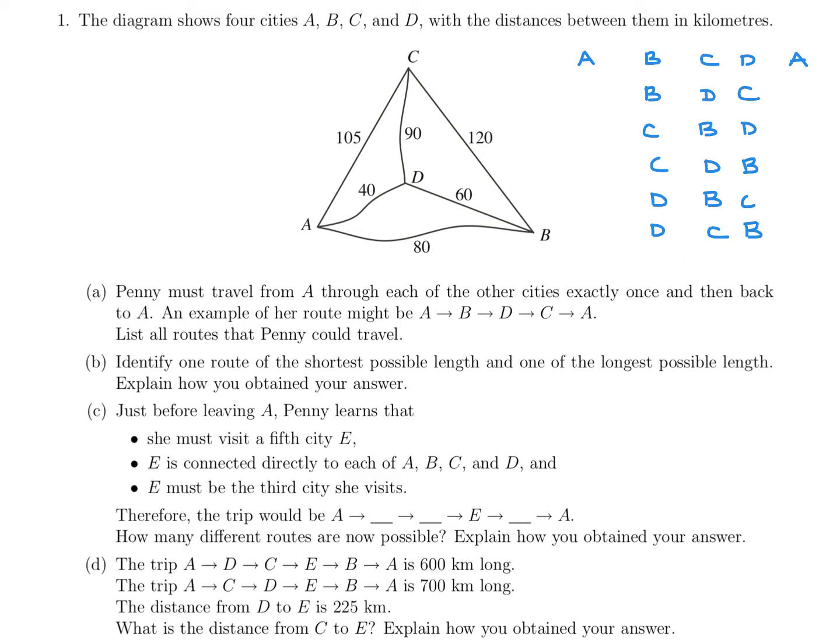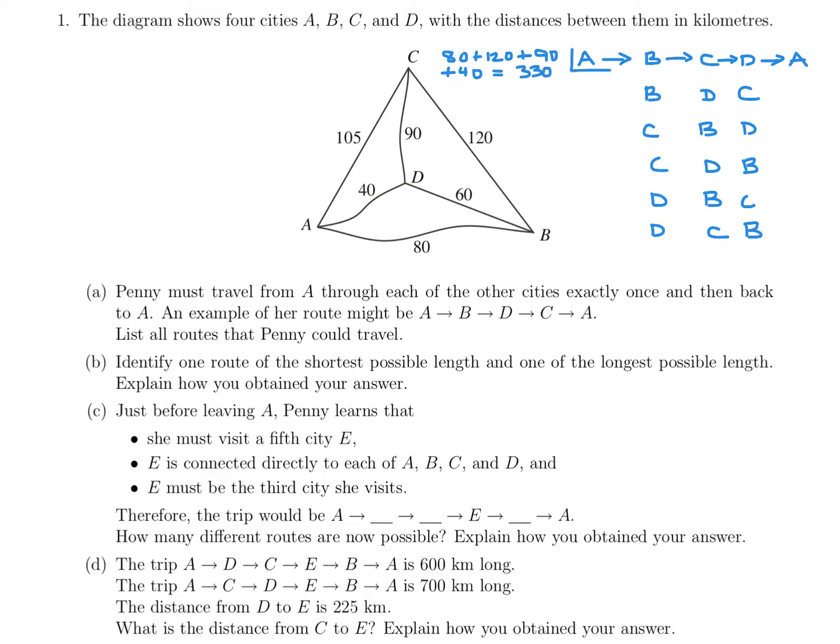possible routes. Part B, identify one route of the shortest and one route of the longest. Okay, so for example, in this route, let's count. So A to B is 80. And then B to C is 120. And then C to D is 90. And then D to A is 40. So if you add these all up, this looks to me like 330.